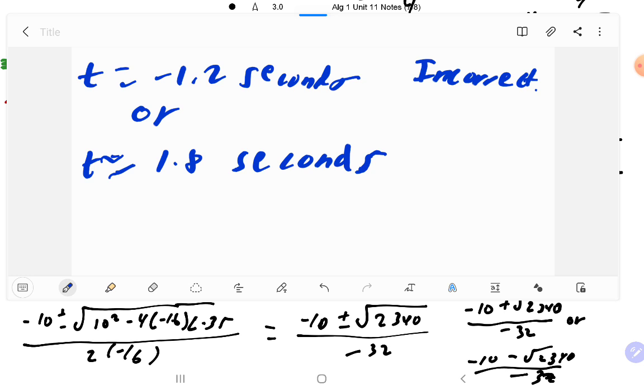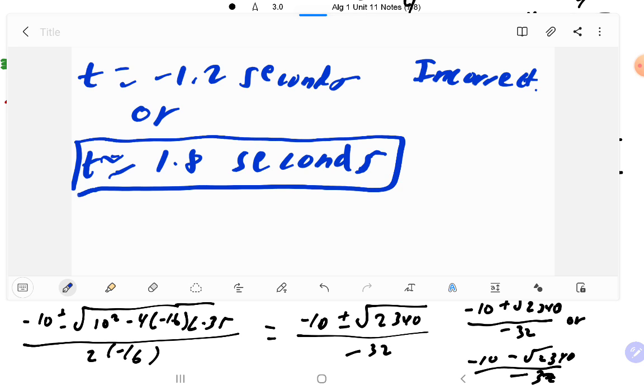It can't be going backwards in time, because he was just holding on to the net at the time and then he tossed it. So we only have one answer, 1.8 seconds. So it takes 1.8 seconds for the net to fall to the ground, or fall to the water.